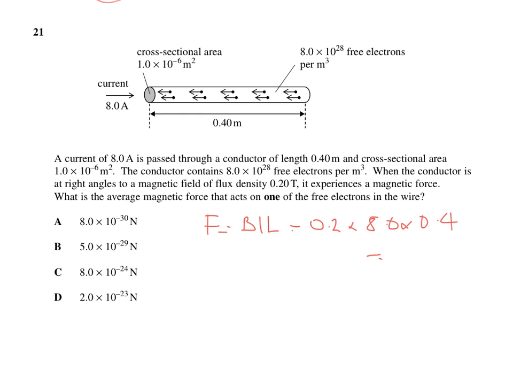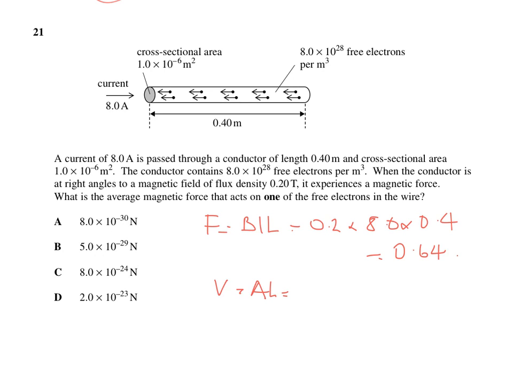So let's just calculate that before we go any further. 0.2 times 8 times 0.4 is 0.64. So we need to work out the total number of electrons. We know it's that many per meter cubed, so we need to work out how many meters cubed they are. So the volume would be the area times the length.